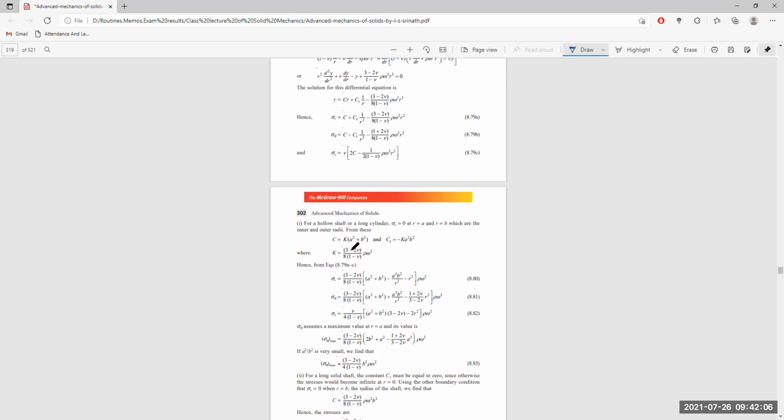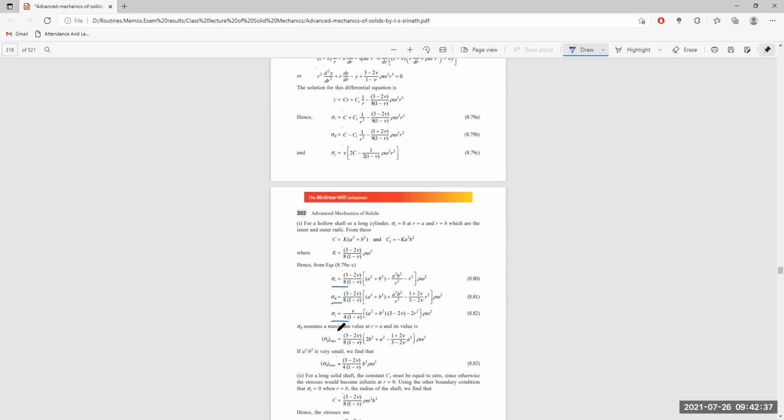equal to k into a square plus b square. C1 is equal to minus k a square b square. That is for the hollow shaft. So for the hollow shaft, we got C and C1, and from the equations, if you put the value of C and C1, you will get these equations for sigma R, sigma theta and sigma Z. So we have to take these from the equation itself.